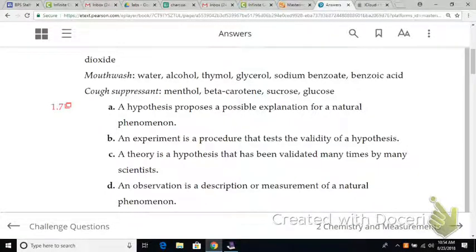Okay, so on problem 7, these are the answers that were in the back. If you check your answers, they're just real simple statements of each one of those. A, a hypothesis, a proposal of a possible explanation. B, an experiment, a procedure that tests the validity of A, or the hypothesis. C, a theory is a hypothesis that has been validated many times by different scientists. And then D, an observation is a description or measurement of that natural phenomenon that you're going through and doing. So that would be your answers for 7 that you'd have.